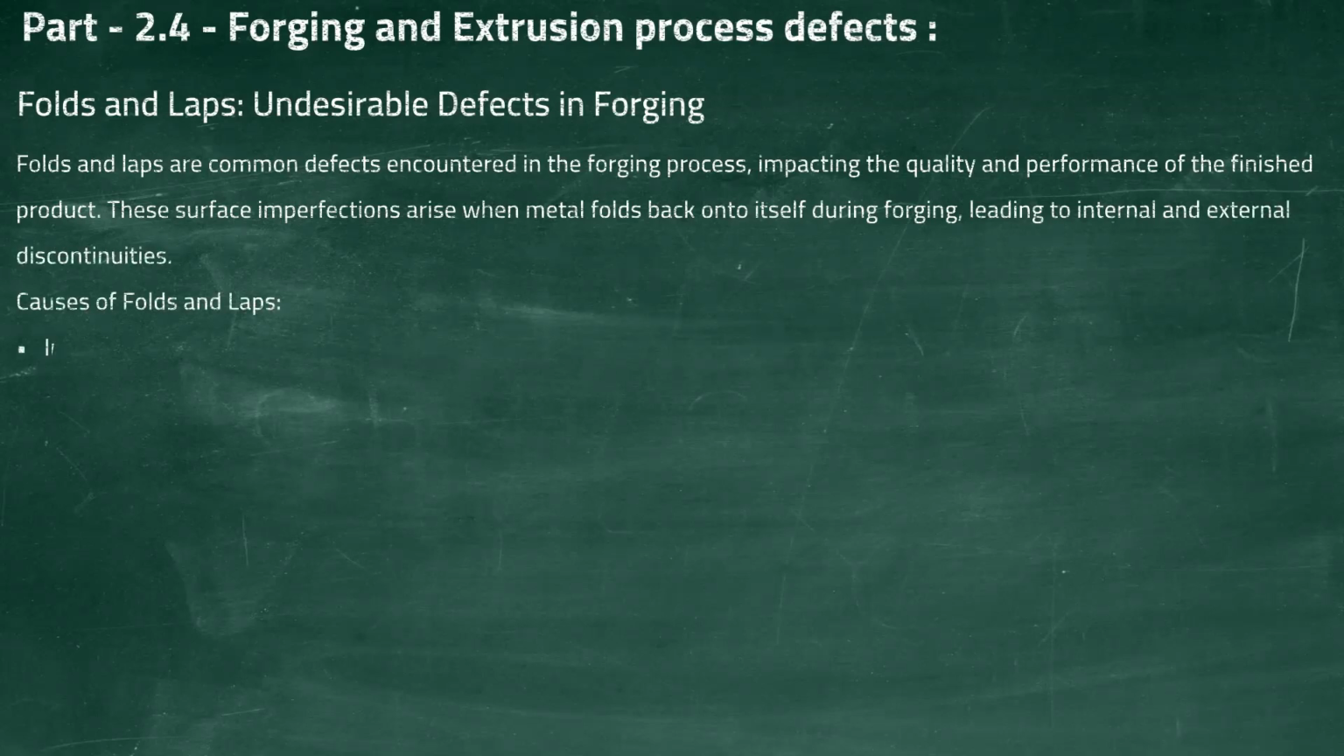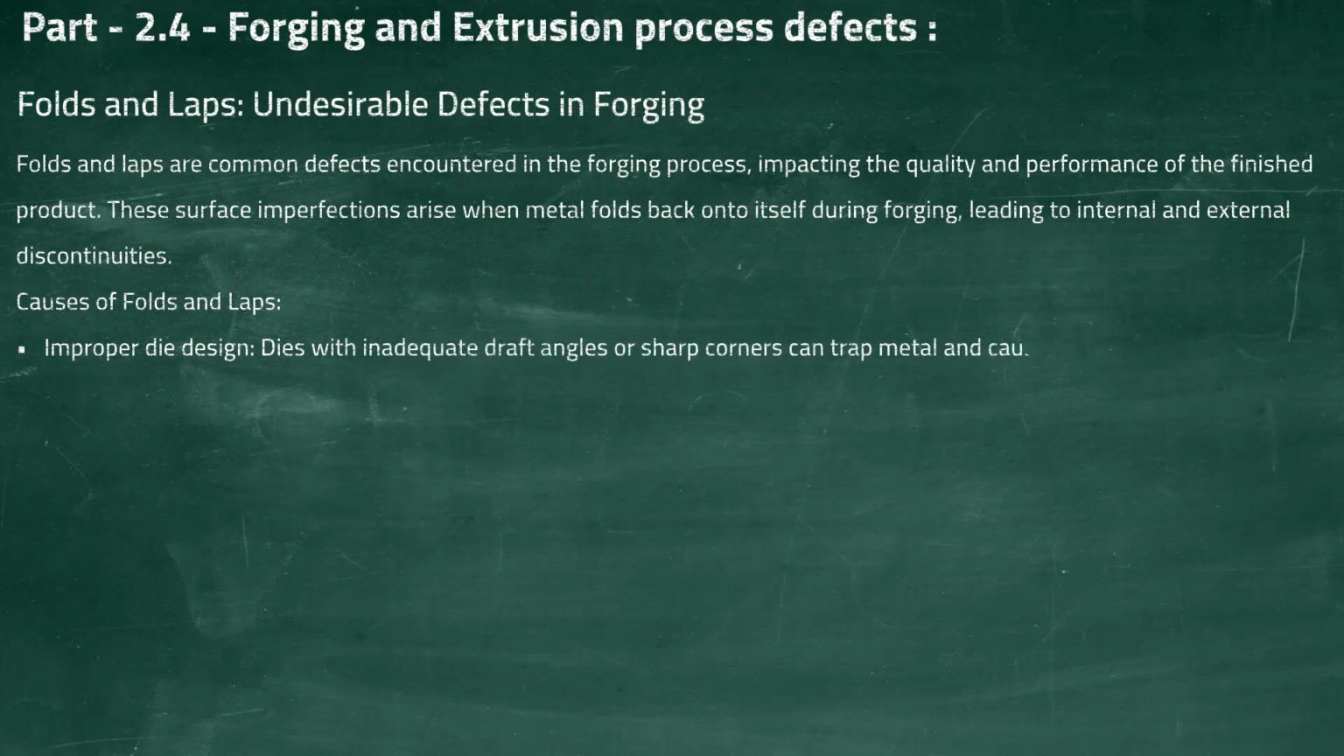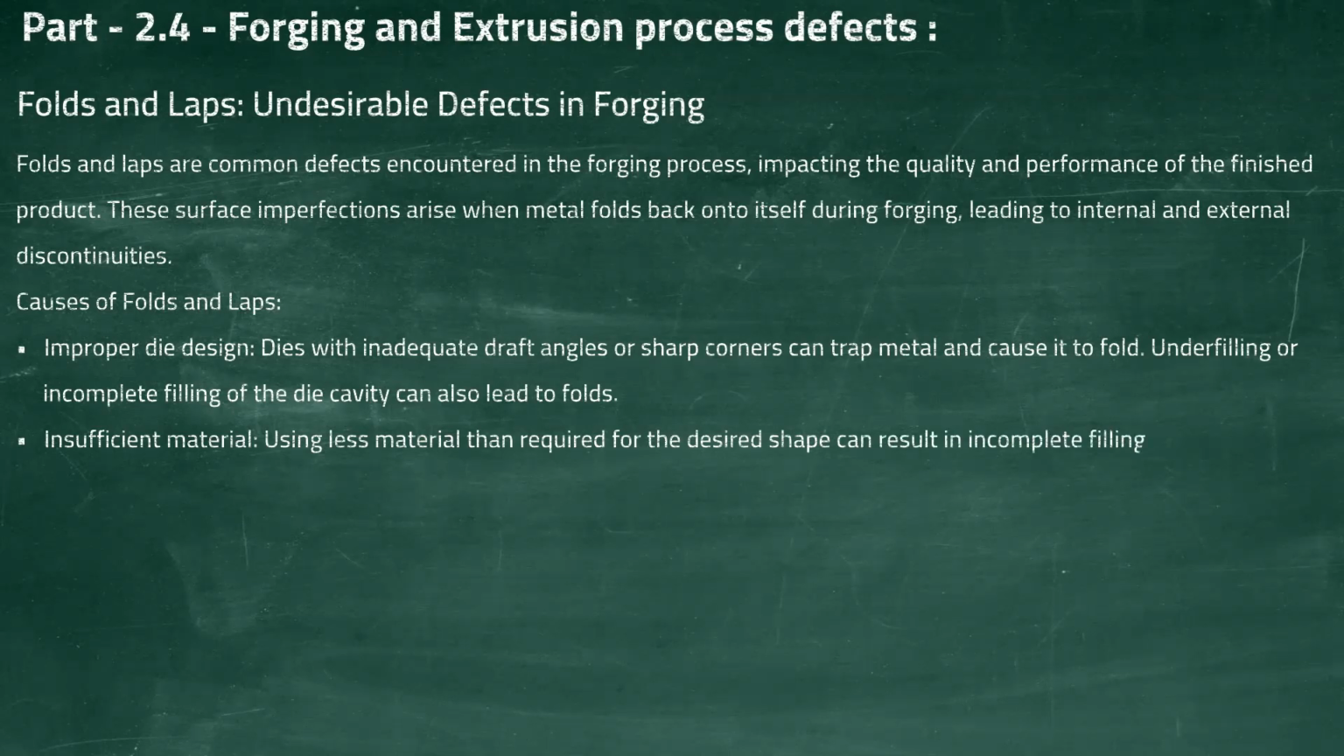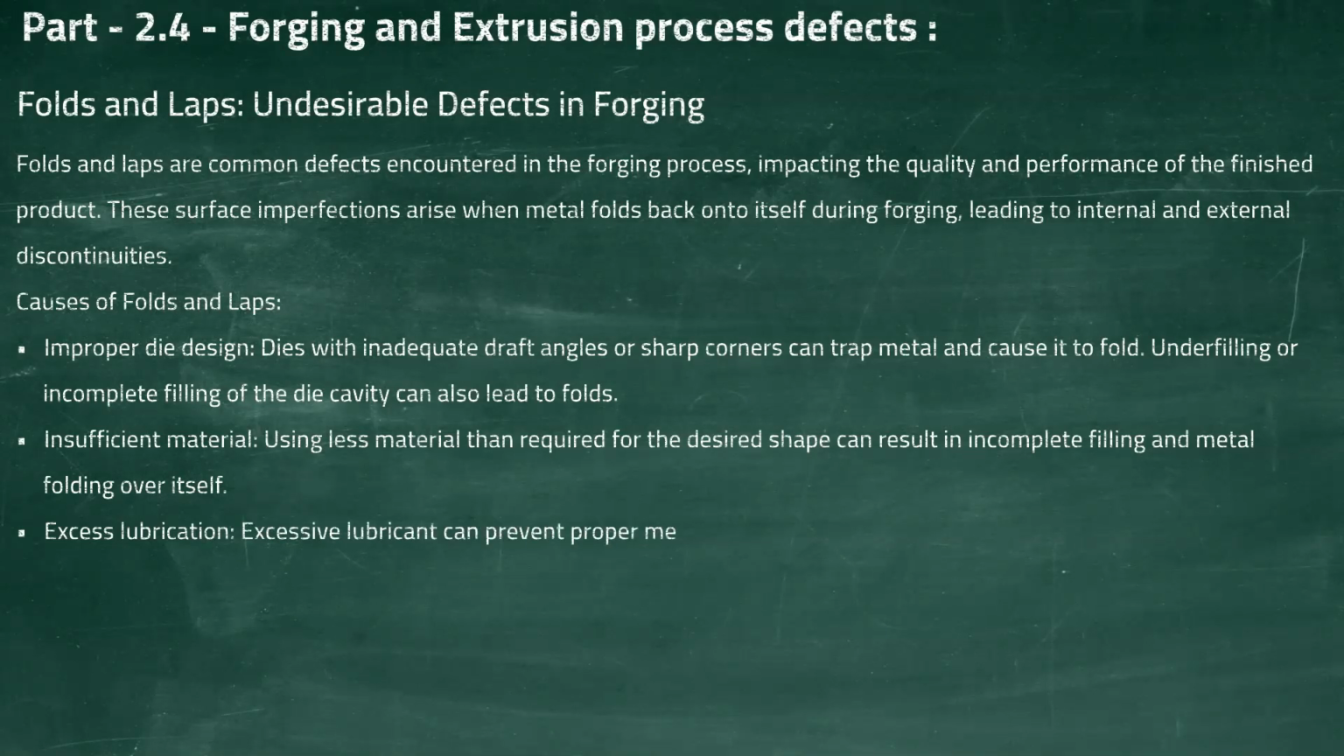Causes of folds and laps. Improper die design. Dies with inadequate draft angles or sharp corners can trap metal and cause it to fold. Underfilling or incomplete filling of the die cavity can also lead to folds. Insufficient material. Using less material than required for the desired shape can result in incomplete filling and metal folding over itself. Excess lubrication. Excessive lubricant can prevent proper metal flow and trap air pockets, leading to fold formation.